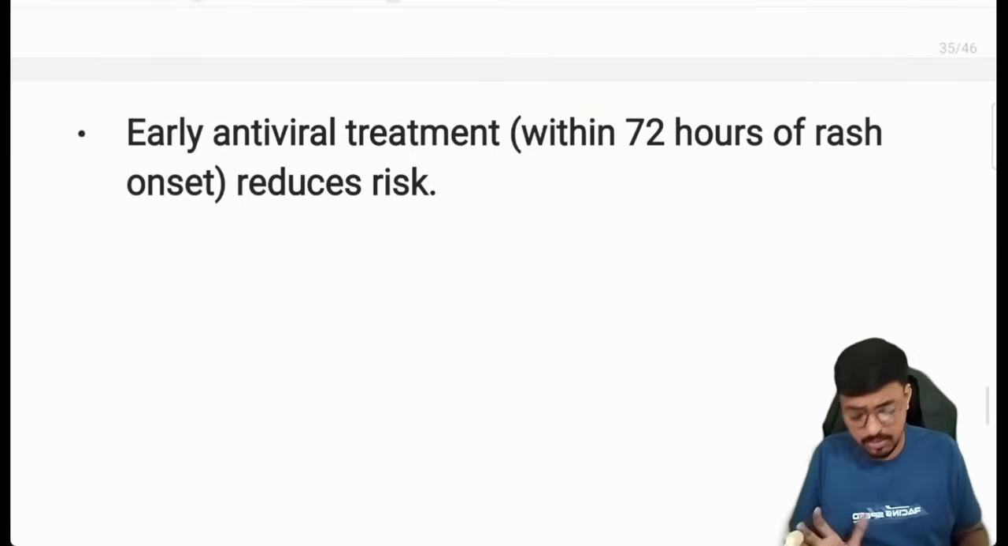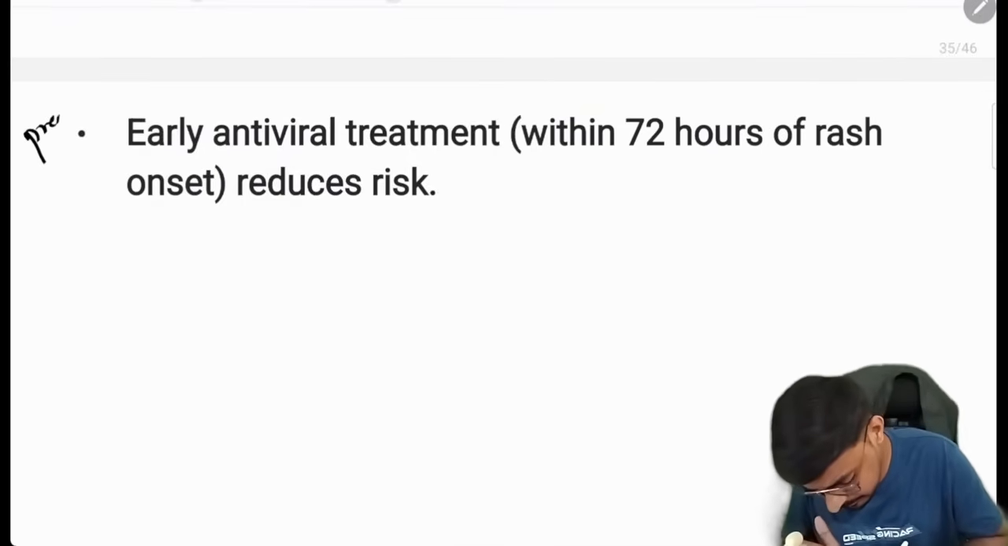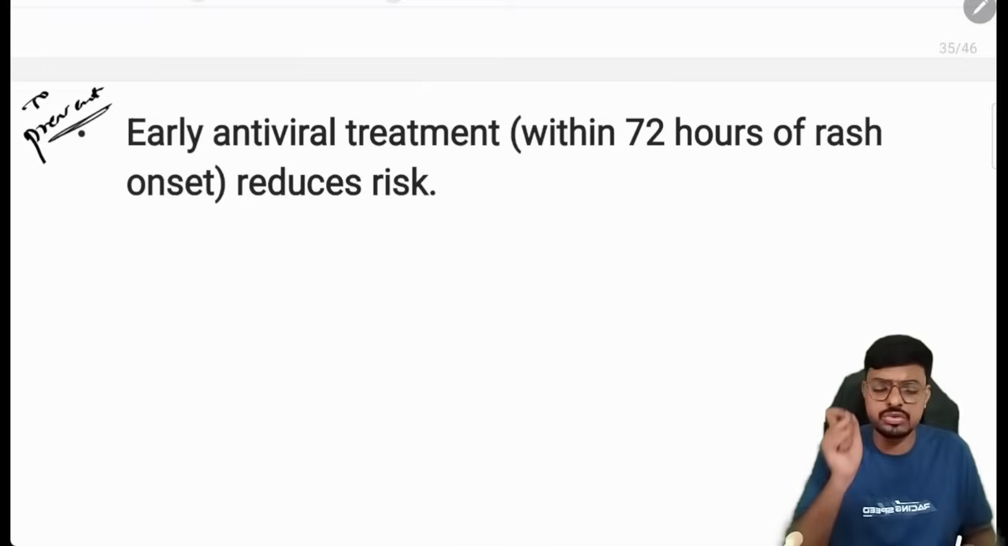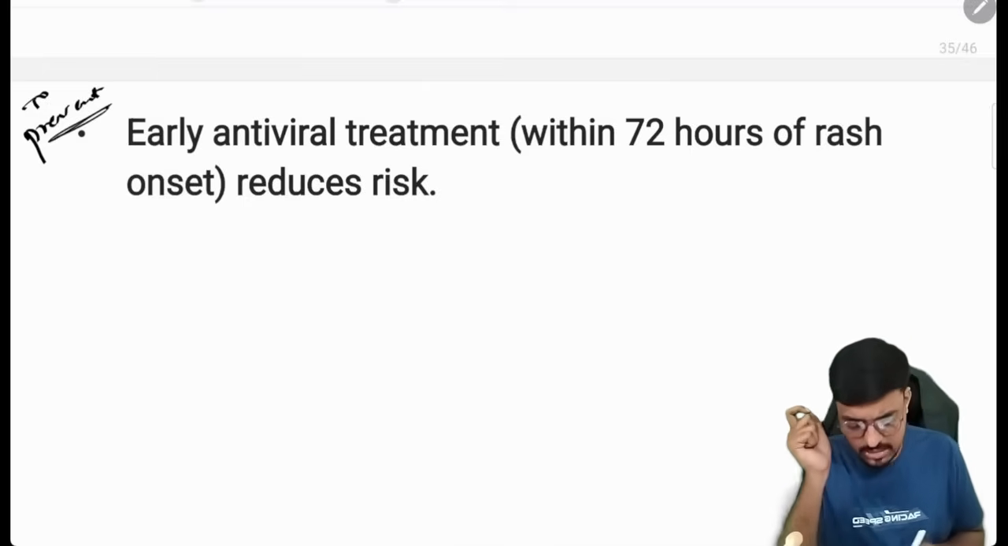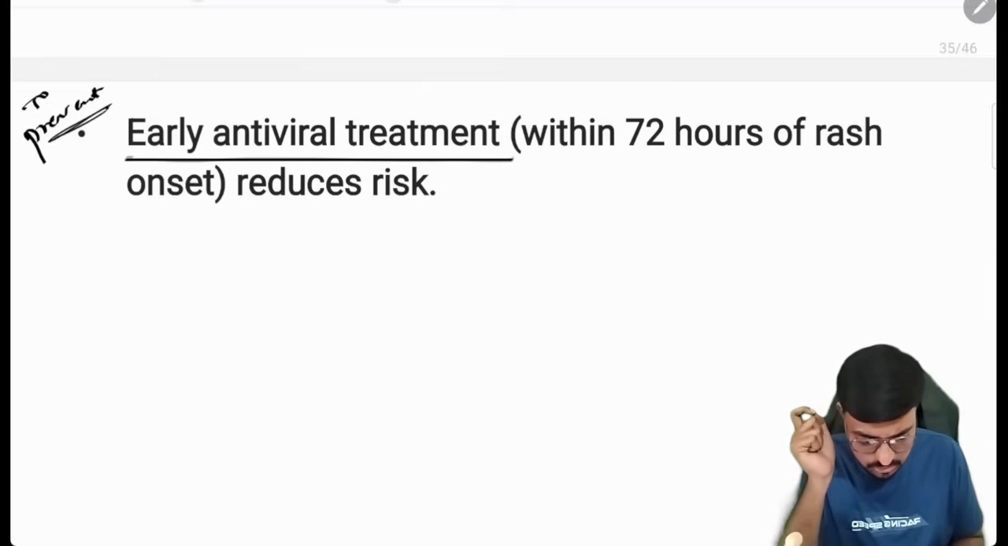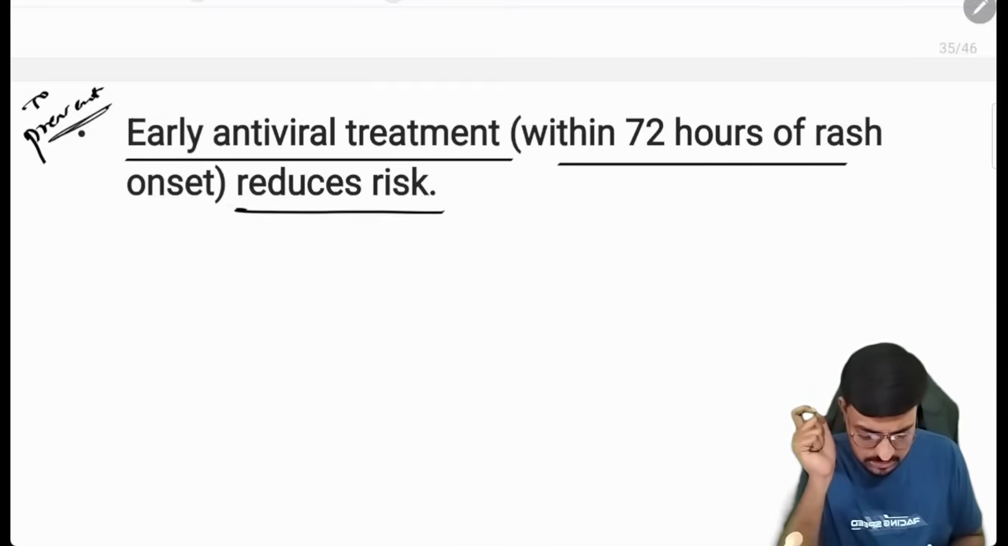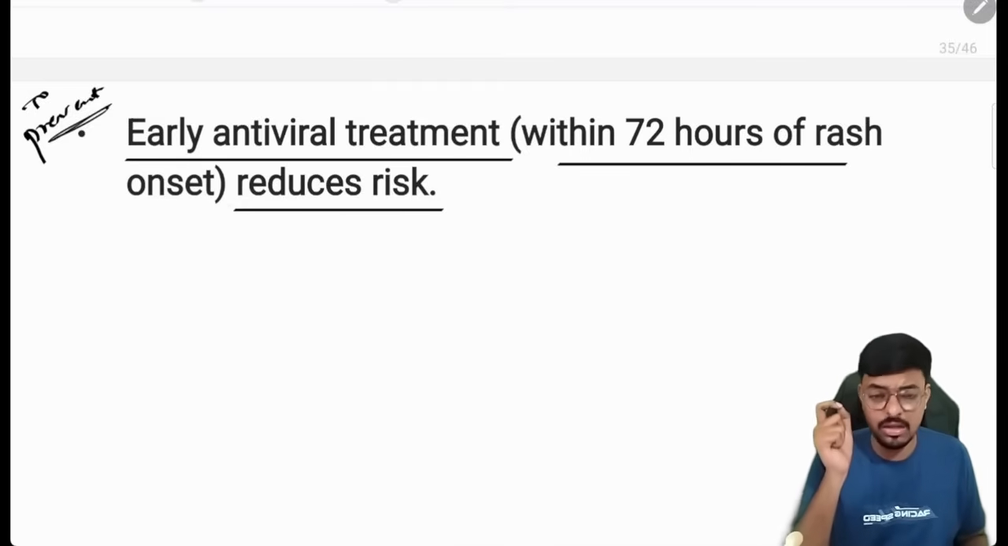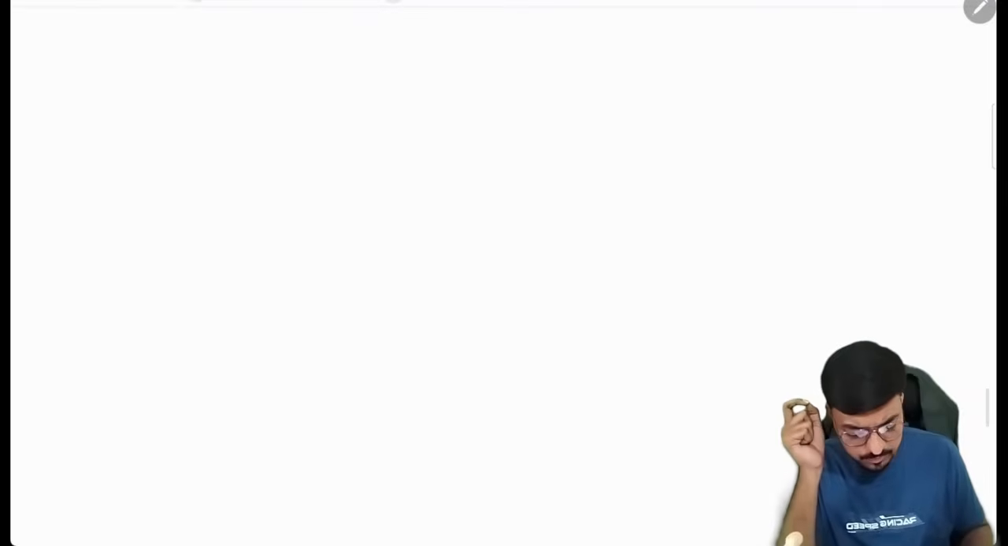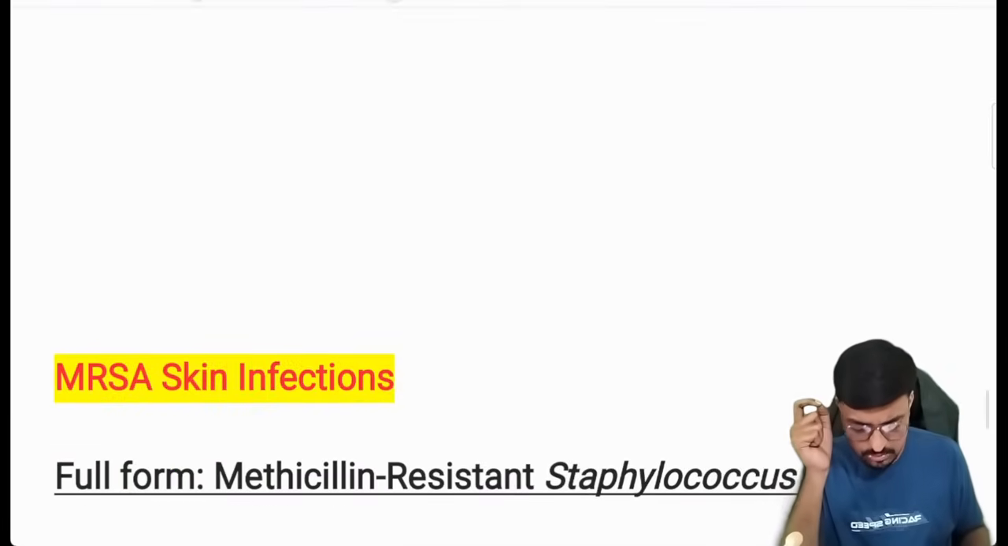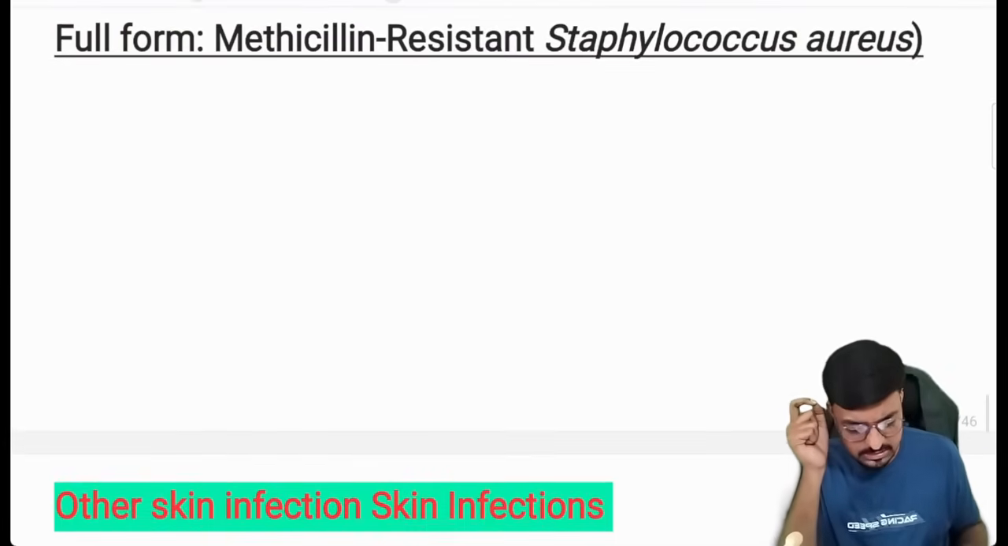Now, prevention. How do we prevent this? We need to start the antiviral drug early, within 72 hours of the rashes, which reduces the risk. That is a very important thing we just need to keep in mind. These are the very important things we have discussed in today's session.